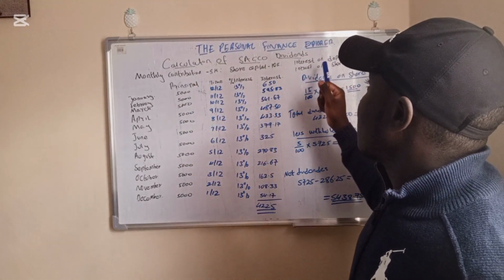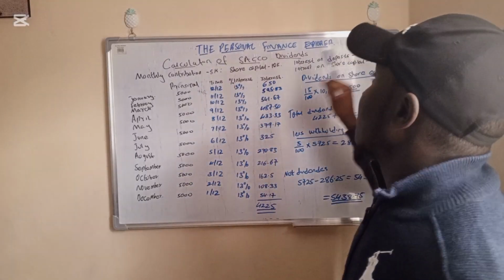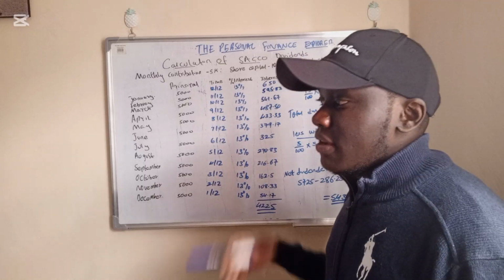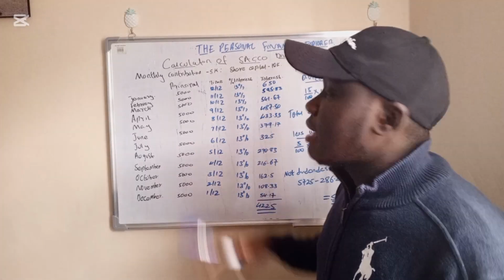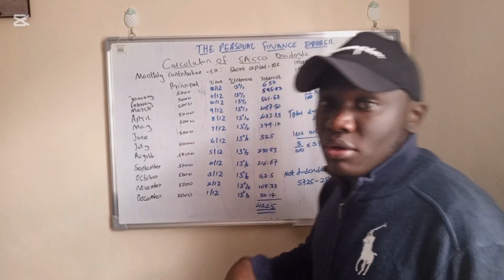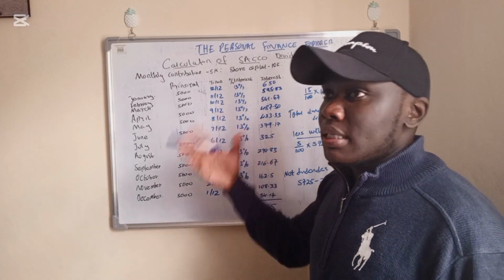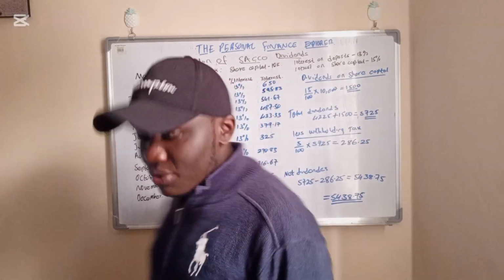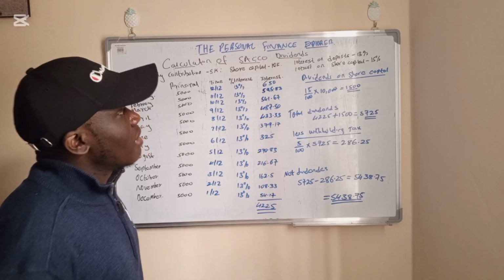Then I'm assuming the interest rate on the deposit, that is the 5,000, to be 13%, and the interest on share capital to be around 15%. I know the majority of SACCOs range around there. Some pay interest rates below that, and others, of course, pay interest that is higher than that. So this is how they go about calculating your deposit.